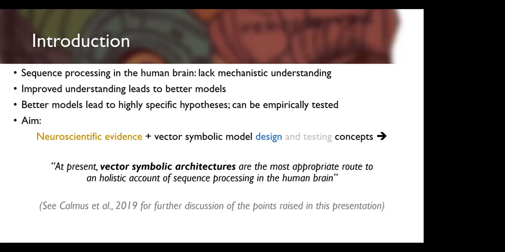The main aim of this presentation is to draw together the neuroscientific evidence and a number of key concepts on the subjects of vector symbolic model design to form a strong argument for the central thesis that, at present, vector symbolic architectures are the most appropriate route to a holistic account of sequence processing in the human brain.